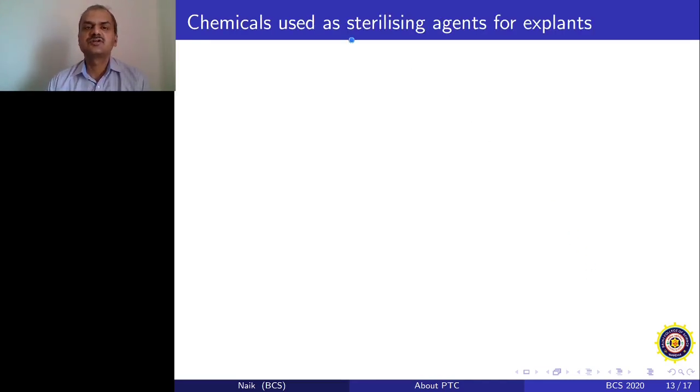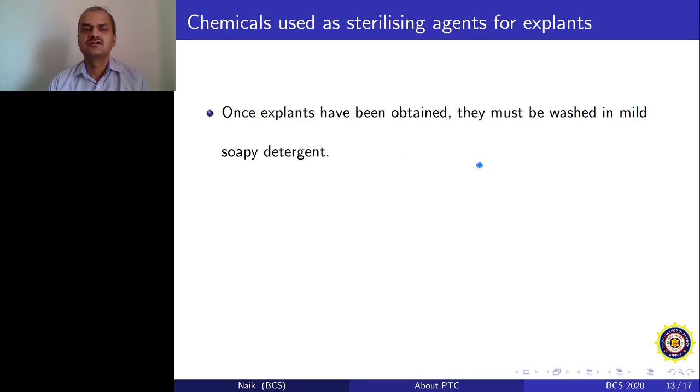Now let's see the chemicals which are used as sterilizing agents for the explants. There are various chemicals which are used. Once the explant is obtained from the plant and you cut it into small pieces, it must be washed with a mild soapy detergent. This is generally a very common practice if you are handling tobacco, tomato, or any kind of herbaceous plant which is easy to develop under tissue culture practices. With soapy detergent, you can remove lots of dust particles and any fungal spores present on the surface.